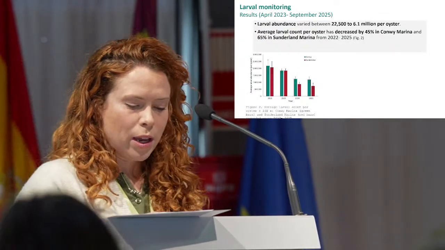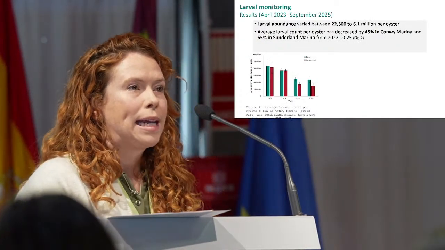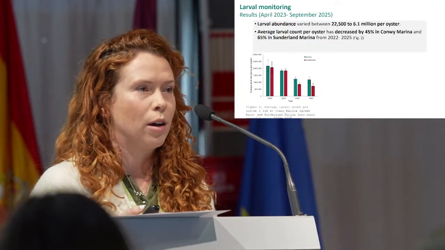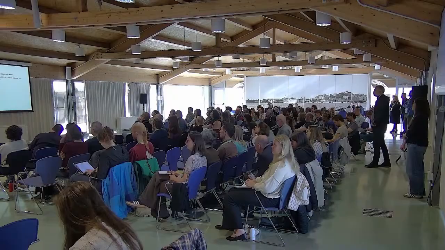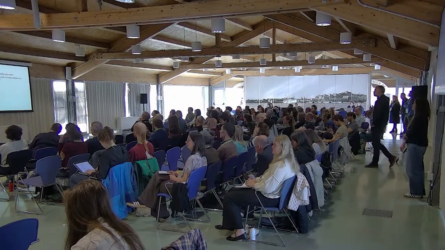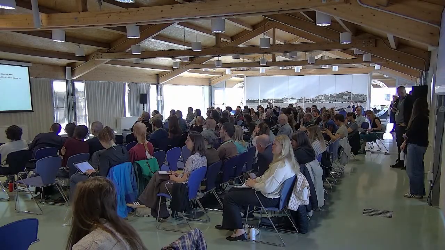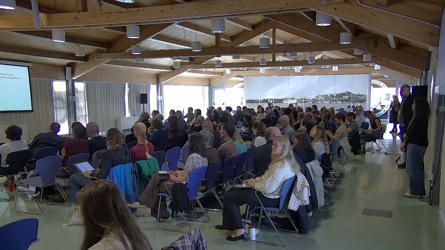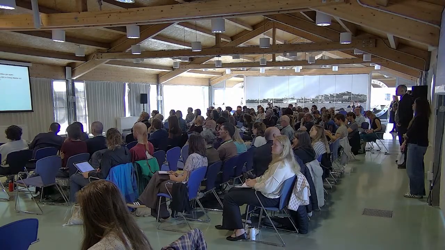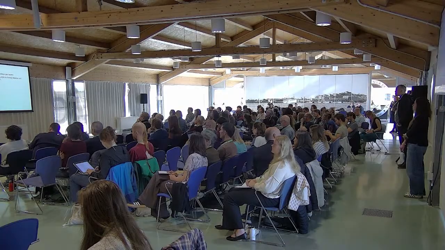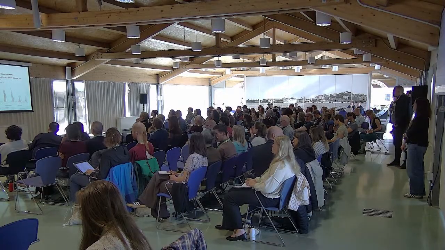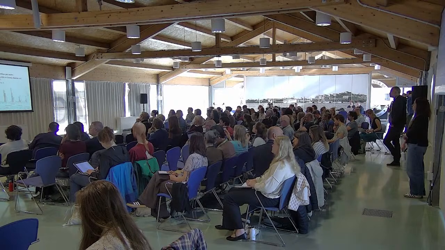Across the monitoring period, larval abundance varied widely, between 22,500 to 6.1 million larvae released per oyster. And when we look at the yearly trends, the average larval count per oyster has actually declined each year, with a 45% reduction in Conwy and 65% reduction in Sunderland between 2022 and 2025, which you can see in figure 2.